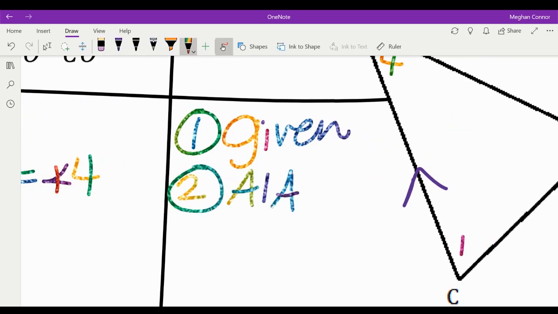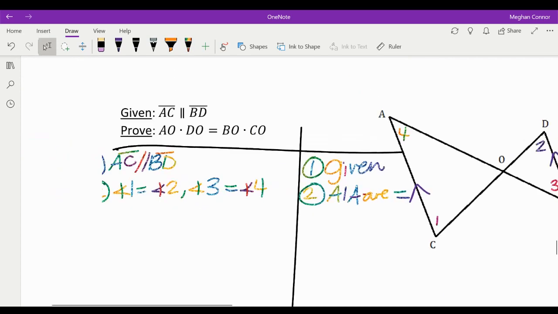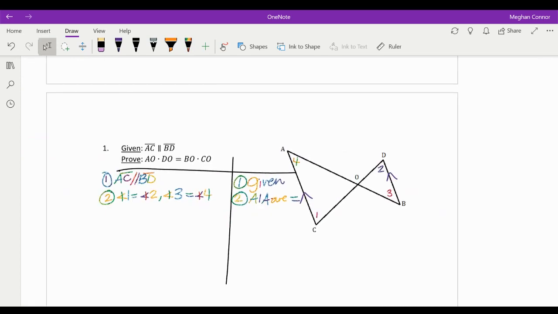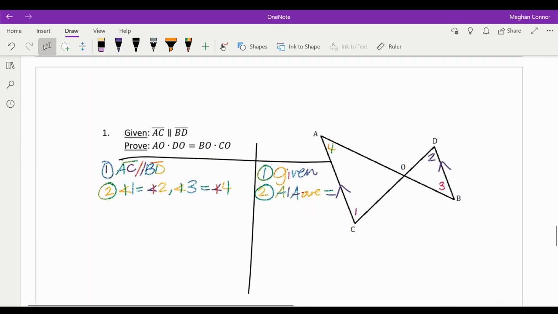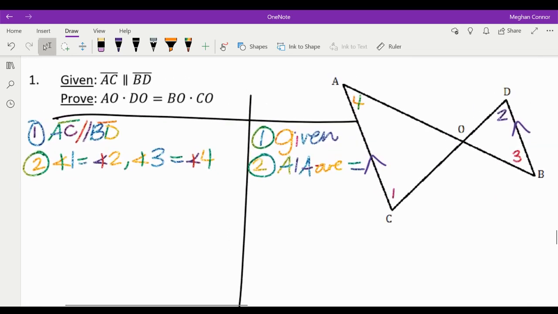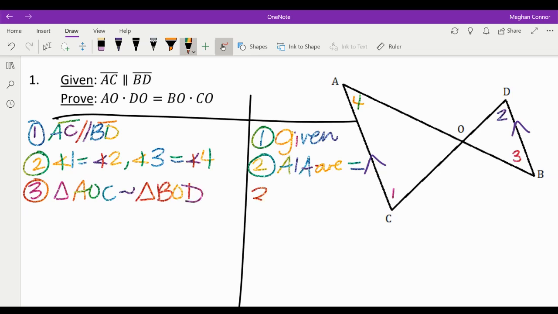Alternate interior angles are equal. Okay, I've said that two sets of angles here are equal, which means I can prove that those triangles are similar. Triangle AOC is similar to triangle BOD because of the angle similarity criterion.